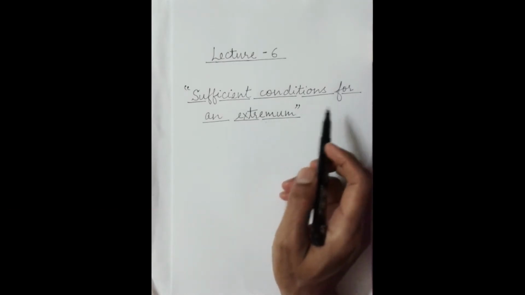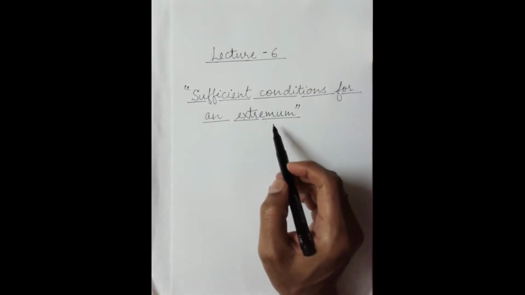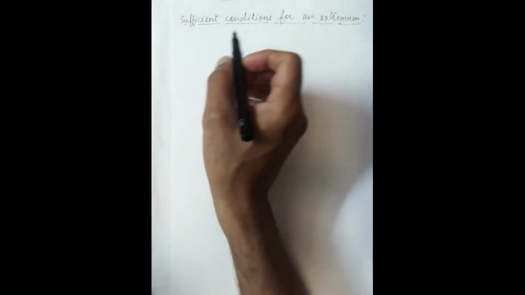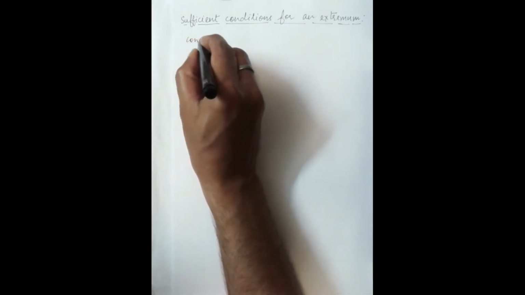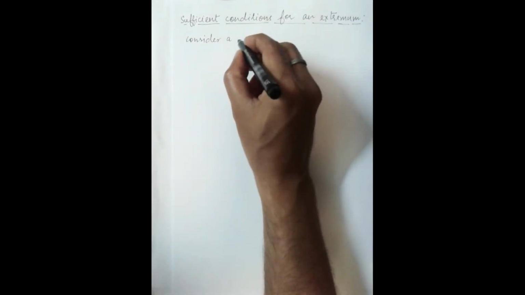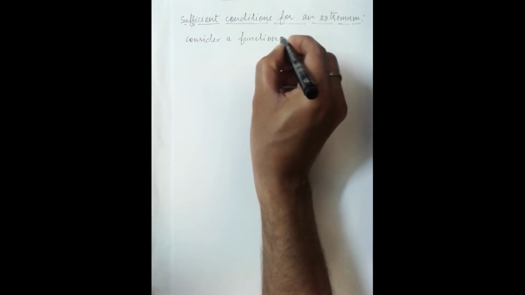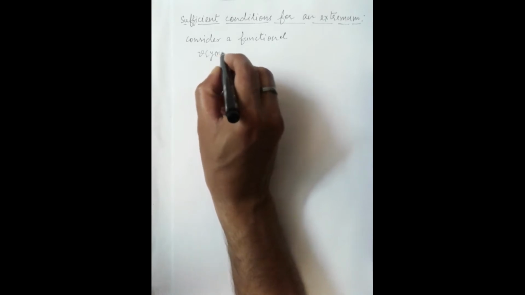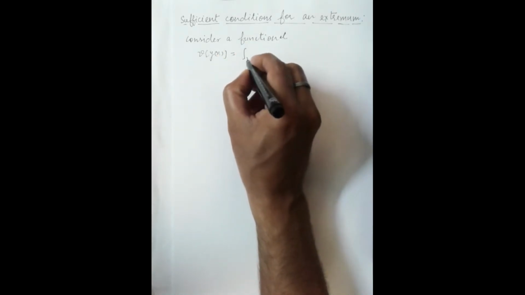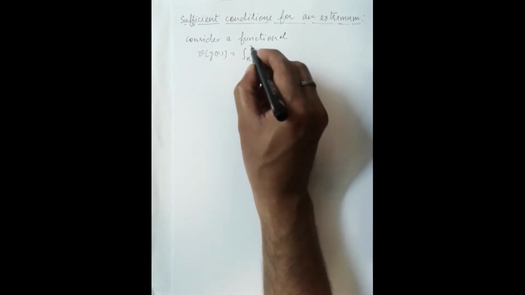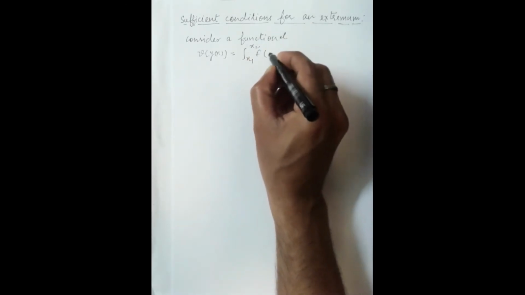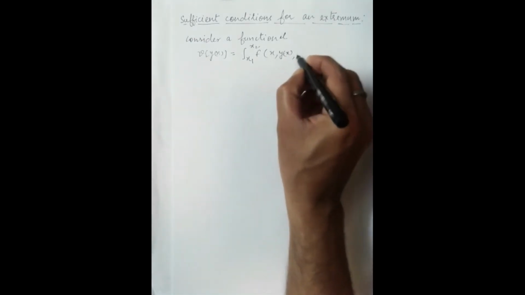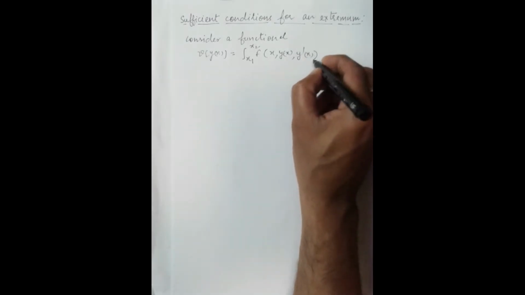Sufficient Conditions for an Extremum. Sufficient conditions for an extremum. Consider a functional V[y(x)] equal to the integral from x1 to x2 of f(x, y(x), y'(x)) dx.